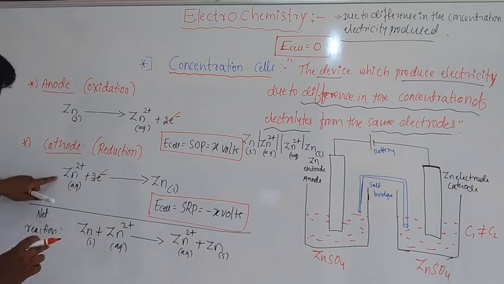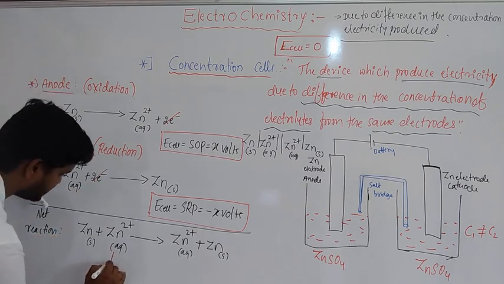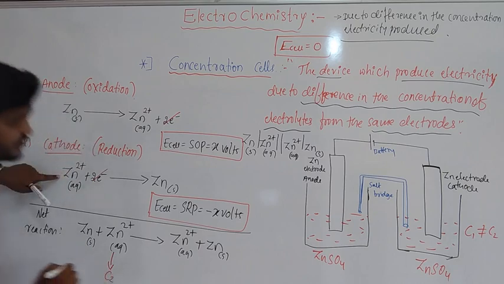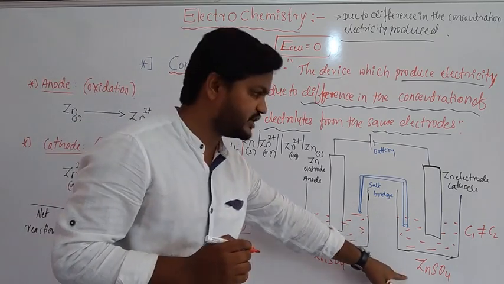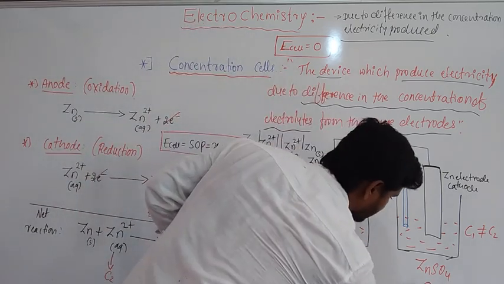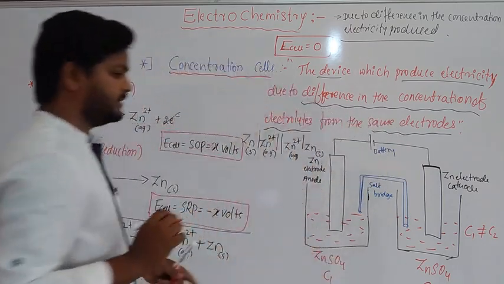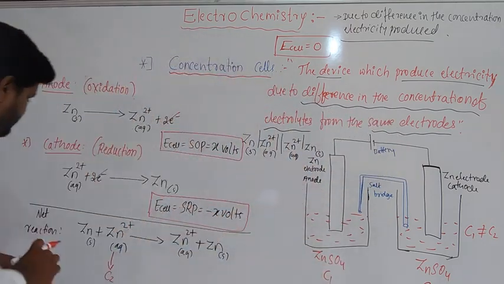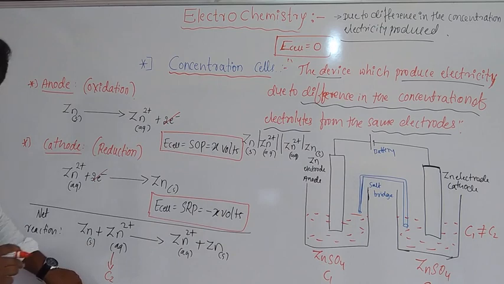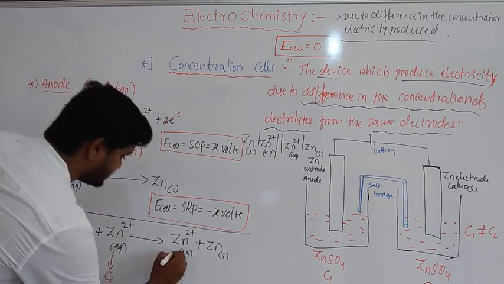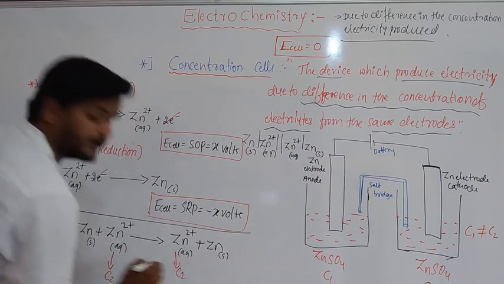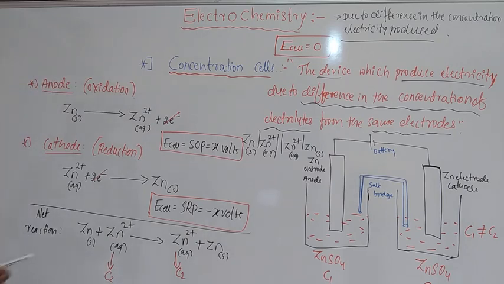So students, here this Zn2+ is from the cathode, so its concentration is C2 molar. This one is C1 molar, and it is for the anode. Cathode concentration is C2, anode concentration is C1 molar. Clear students? C2 is the cathodic concentration and C1 is the anodic concentration. This is the overall cell reaction.